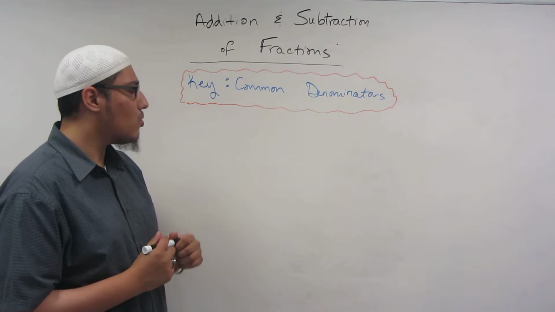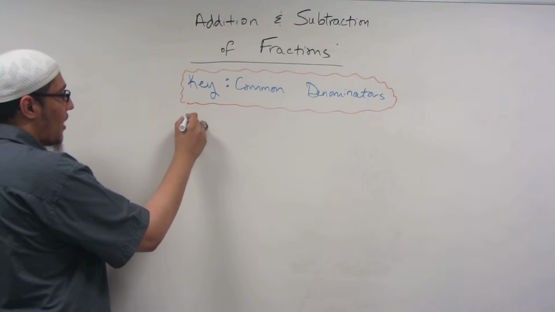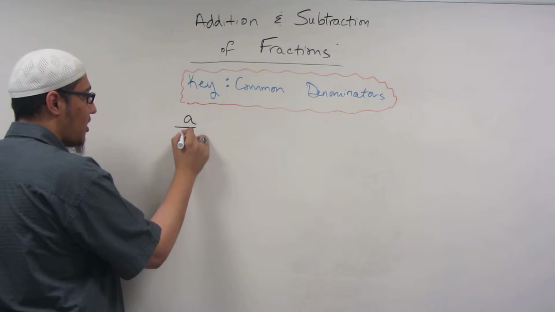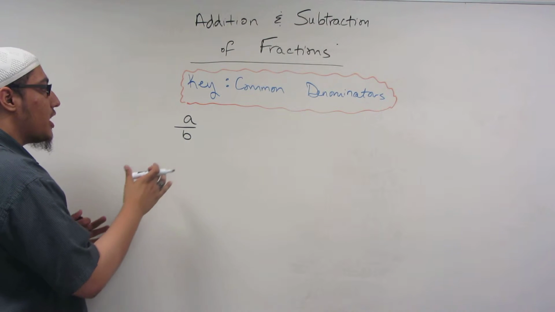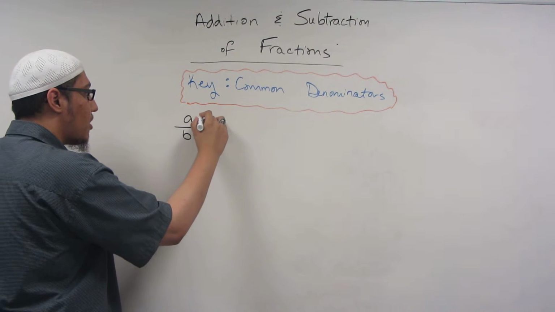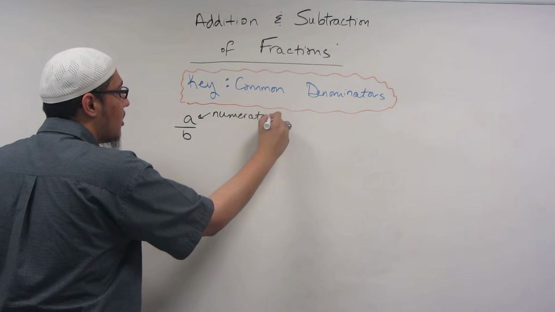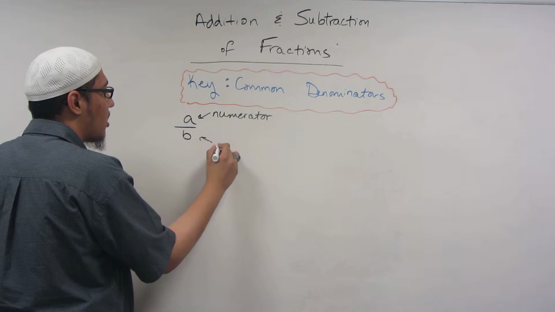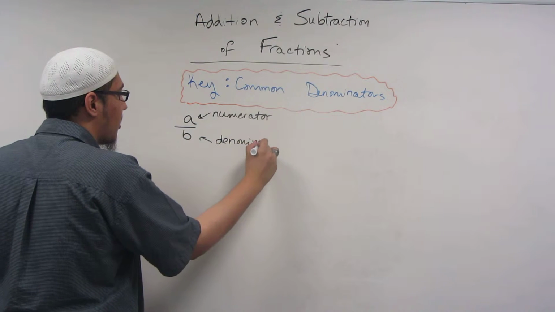Now, what is a denominator? Essentially, a fraction is written in a format where you have something, we'll just call it A over B. This is essentially a division problem, but the top part of a fraction is called a numerator, and the bottom part of a fraction is called the denominator.